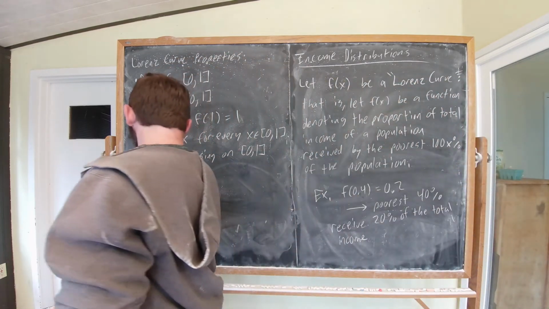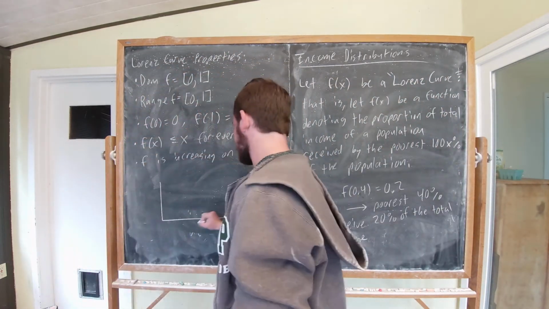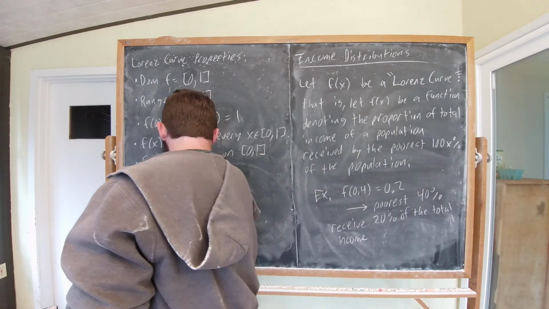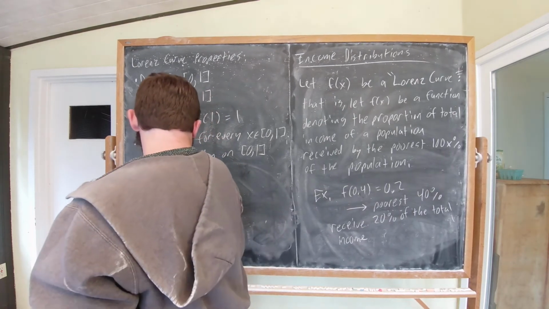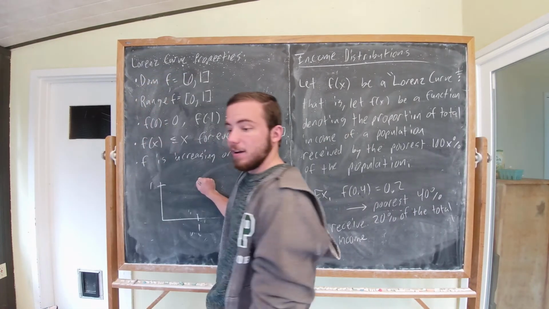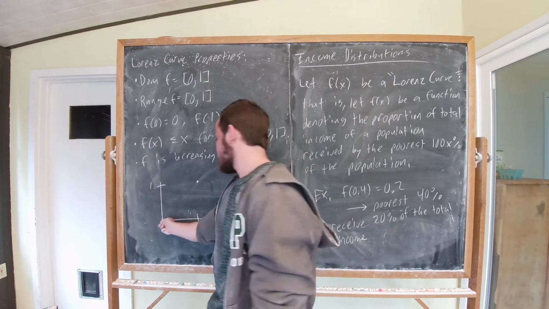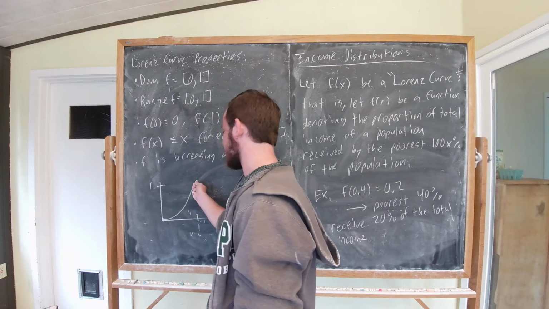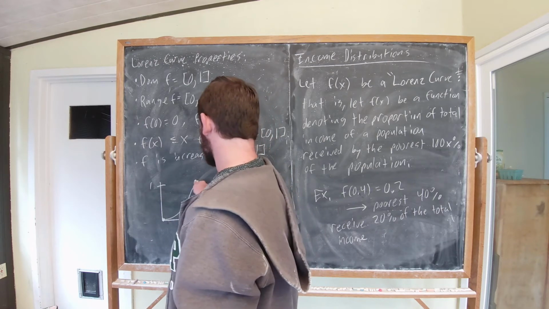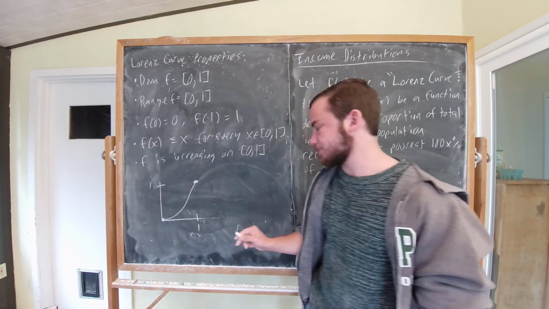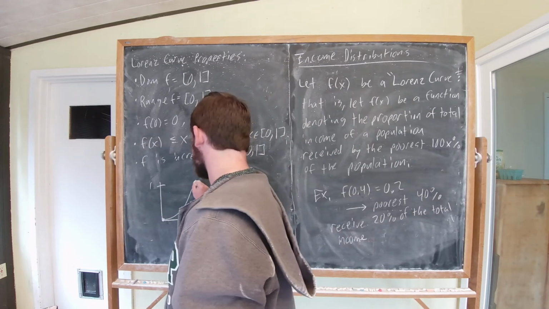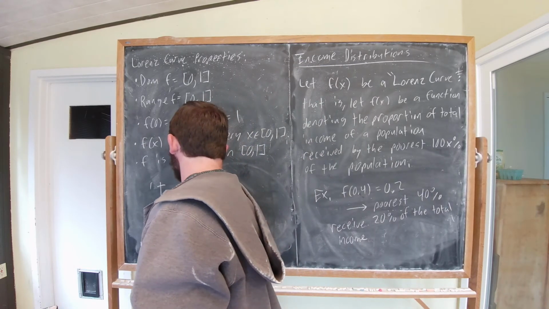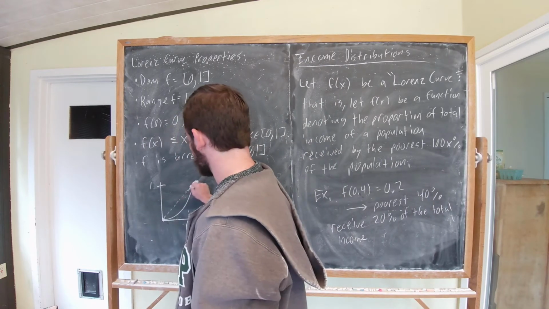All right, so a general shape for a Lorenz curve would look something like, here's 1, there's 1, you get a point there at (1, 1), you get a point there at (0, 0), and it's going to look something like this in between, where this is the line y equals x.